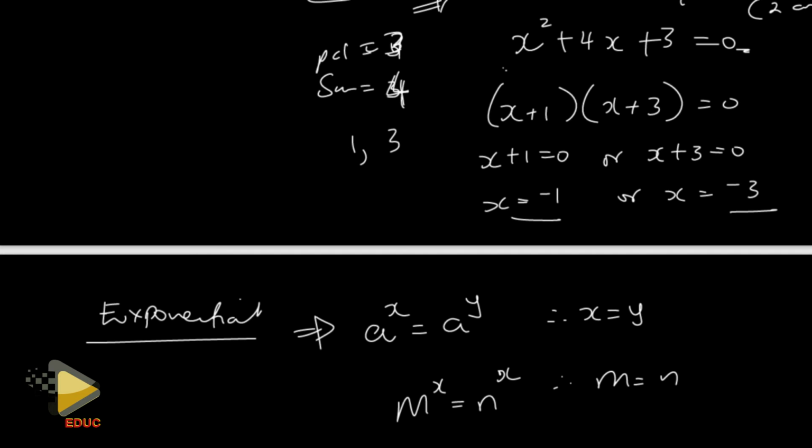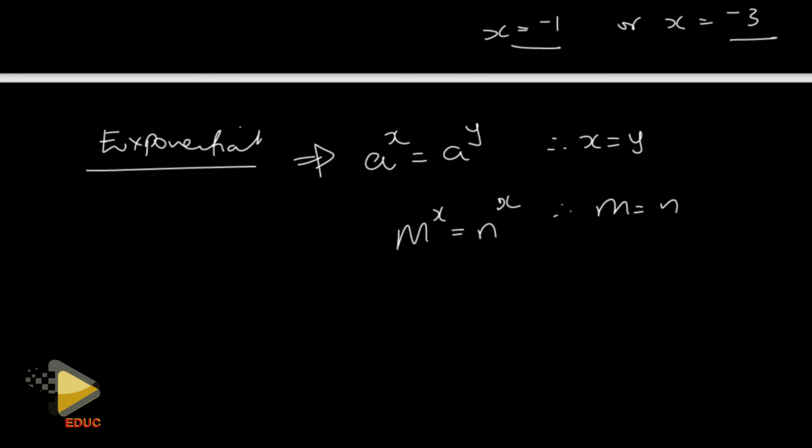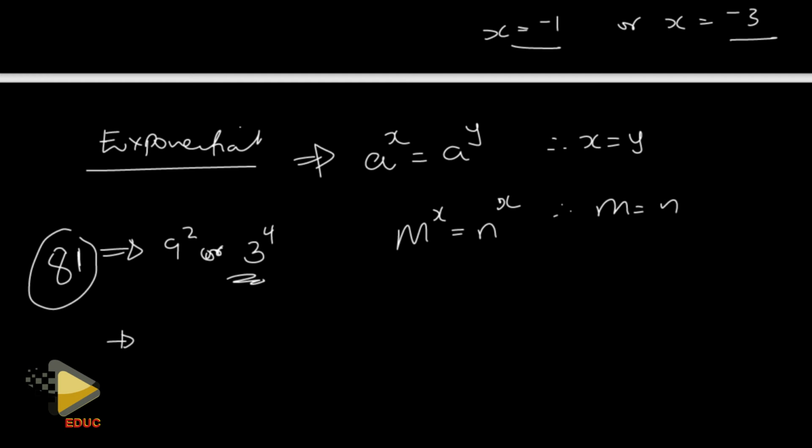So the aim is for learners to know how to break down the numbers. If you're given 81, are you in a position to change this 81 into an exponential form? It can be a 9 squared, or it can be a 3 to the exponent of 4. This can be done right from your calculator, or you can just break it down using the prime factorization.